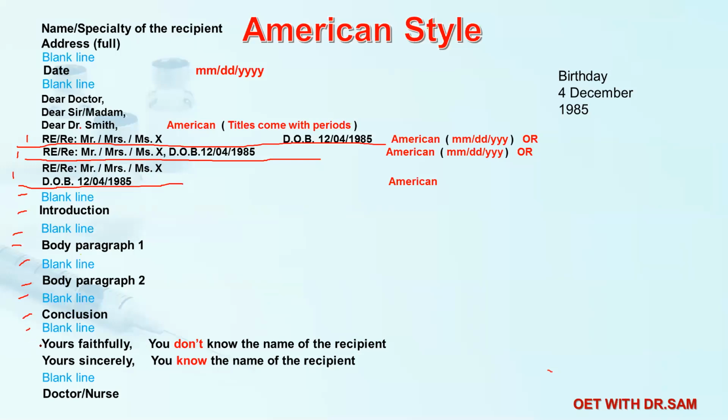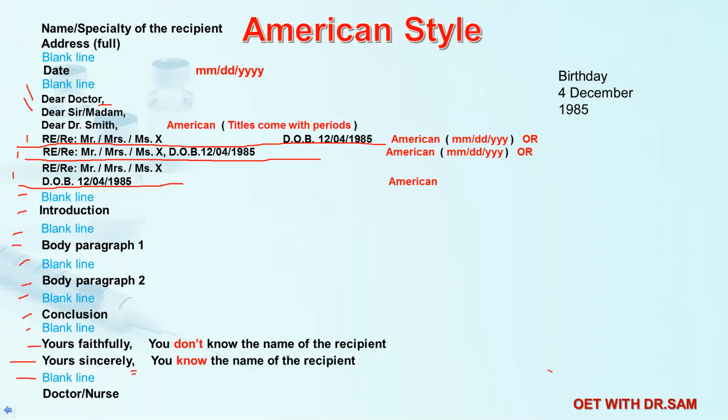Then you will choose yours faithfully if you wrote Dear Doctor or Dear Sir Madam, because you don't know the name of the recipient. But if you know the name of the recipient, you will write yours sincerely. And don't forget this comma. If you mention this comma in the greeting or salutation, you will write this comma in the closer.